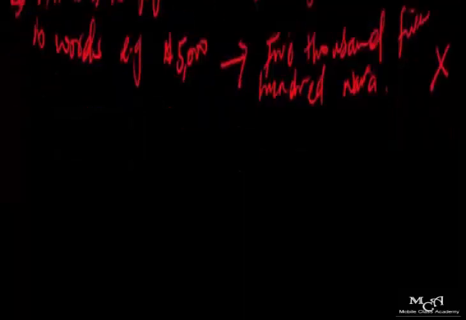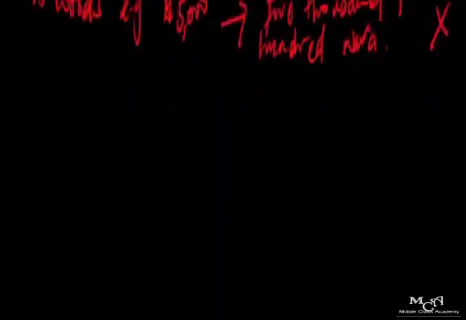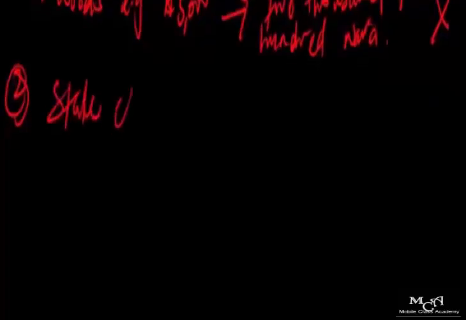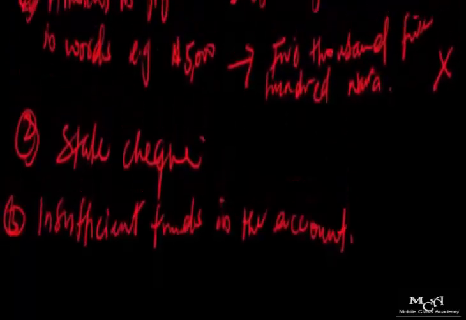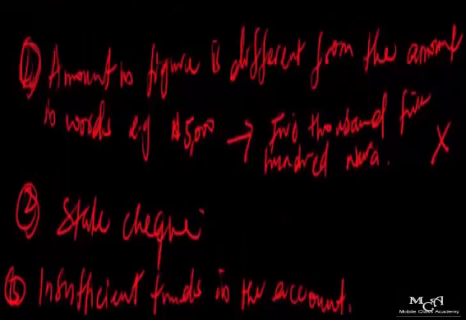There is still another case where your check will be dishonored. Normally, checks are considered stale after 6 months. Stale checks are dishonored. The last one is when there are insufficient funds in the account. These are reasons for dishonored checks. Here we had wrong signature, incorrect amount. We went further to give other reasons: when the amount in figure is different from the amount in words, if it's a stale check, or there are insufficient funds in the account. These are all reasons for dishonored checks.